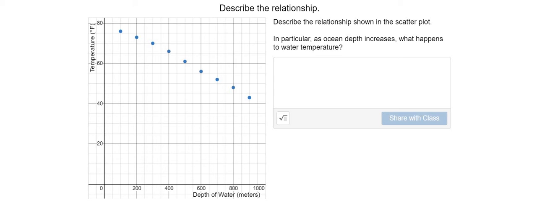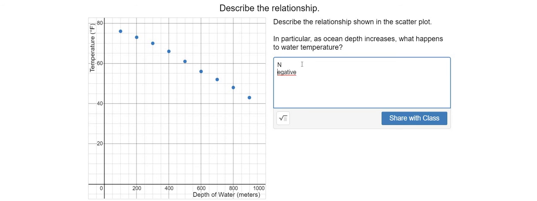What we're asked now to do is to describe the relationship in this scatter plot. We can see that it's going down from left to right. As my depth of water increases, my temperature decreases. So I could say that there is a negative relationship.